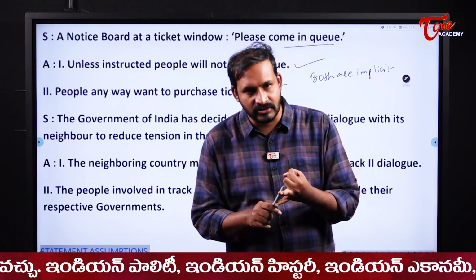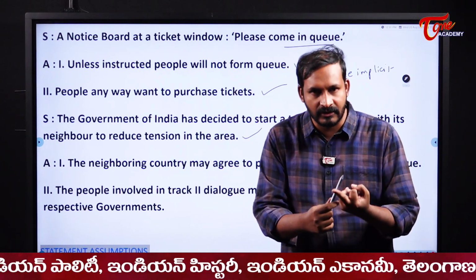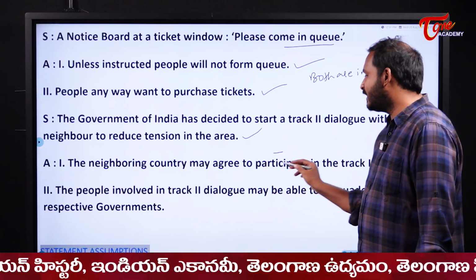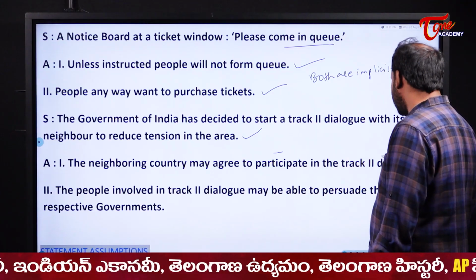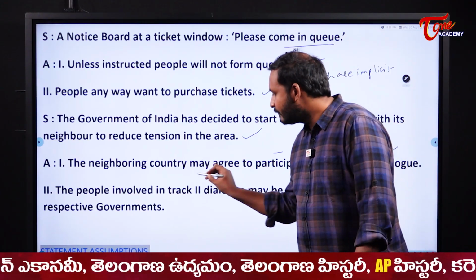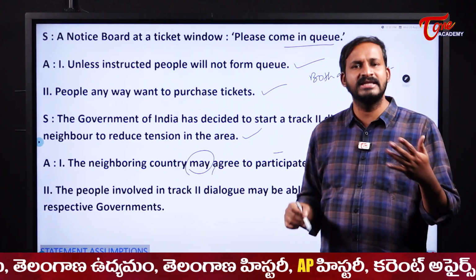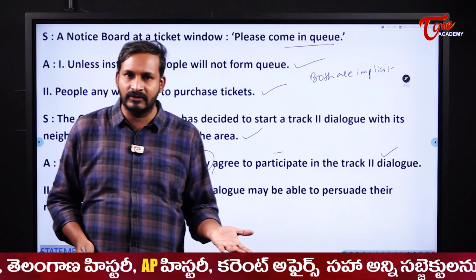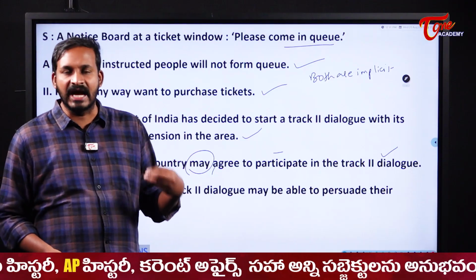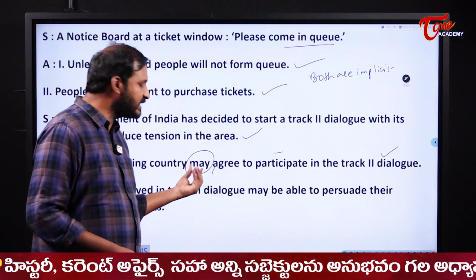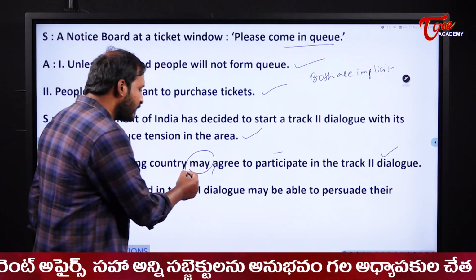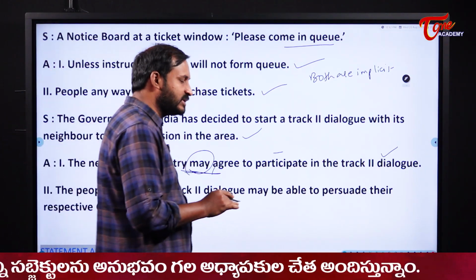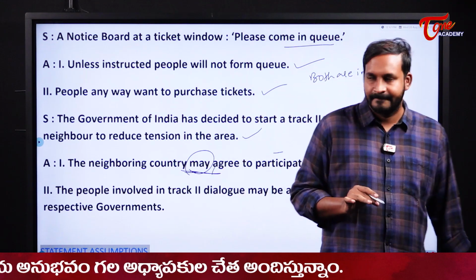First thing, there is track 1. Next, the track 1 is not that much fruitful. That is the reason we are going to track 2 talk. Right? Now, the neighboring country may agree to participate in the track 2 dialogue. Yes, may, right? May means yes, they may. That is the reason we are going for. If you know that they will not agree track 2, why you will go for track 2? Yes, there is a chance of accepting track 2. That is the reason we are going. So here also please observe here may. May means there is a chance. Yes, there is a chance. So the second one is correct.